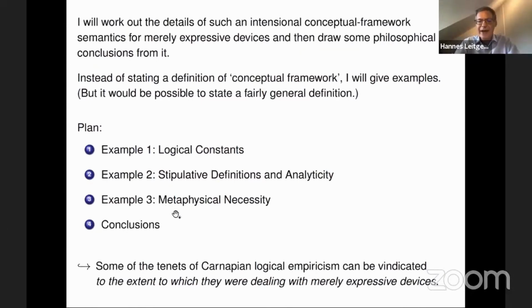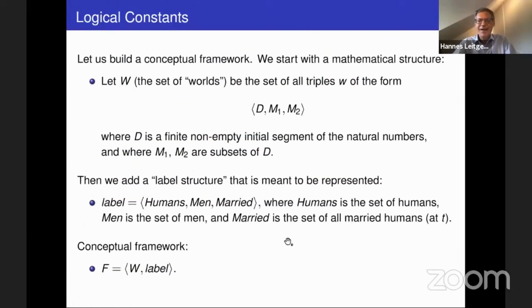Ultimately, I want to show in that way that some of the tenets of Carnapian logical empiricism can be vindicated, at least to the extent to which they were dealing with merely expressive devices, and I don't have any ambition beyond that in the talk today. Okay, let's build some conceptual framework, shall we?